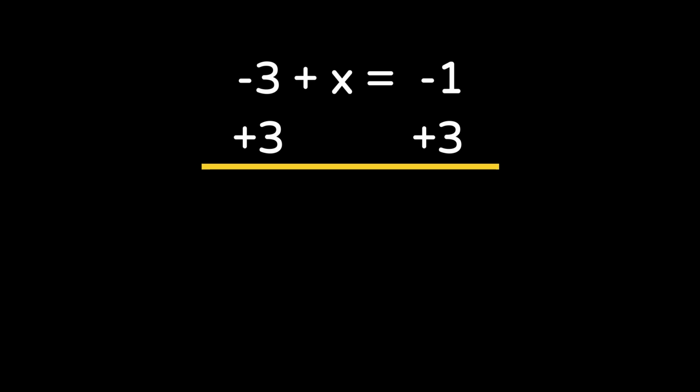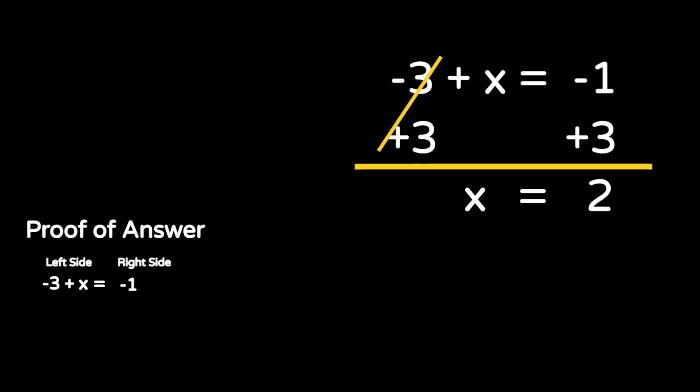On the left side, negative 3 plus 3 cancels out, leaving just x. On the right side, negative 1 plus 3 equals positive 2. So the solution is x equals 2. That's our final answer. Now let's verify it by substituting x equals 2 back into the original equation.